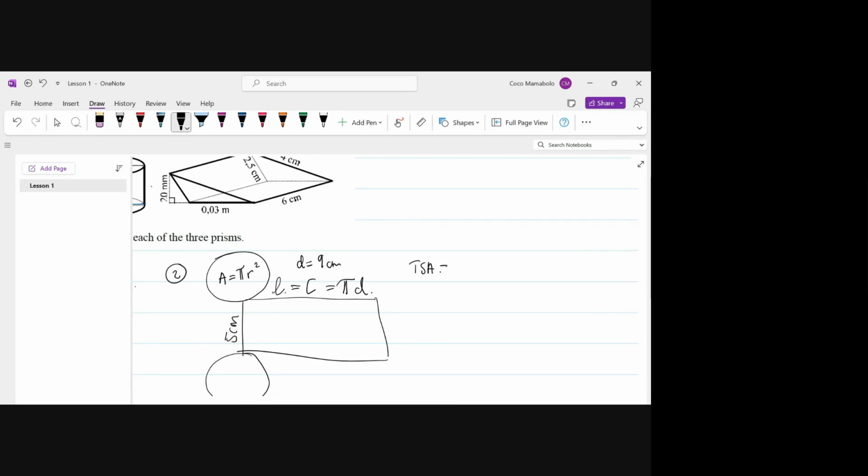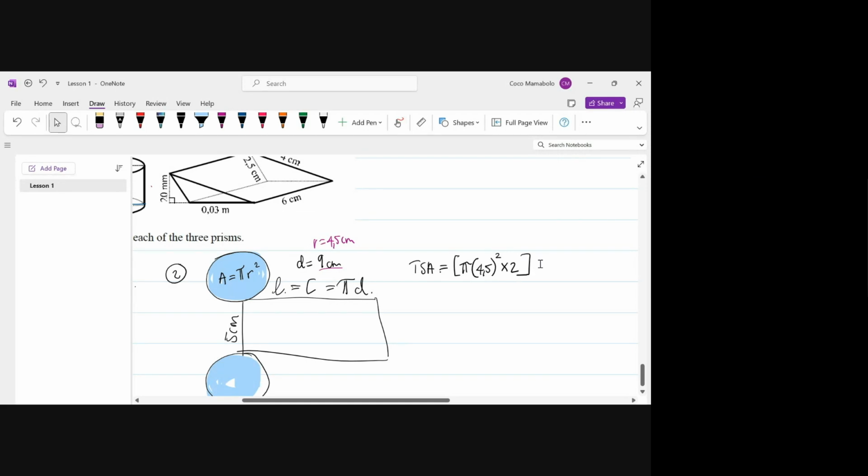Okay, so total surface area. We're going to take the area of my circle, and I'm going to times it by 2. I have two circles, one at the top, one at the bottom. So the area of my circle is pi times... Now, if my diameter is 9 centimeters, I know that my radius is going to be half of my diameter. So my radius is going to be 4,5 centimeters. So pi times 4,5 centimeters squared times 2 for the circle at the top and the circle at the bottom.